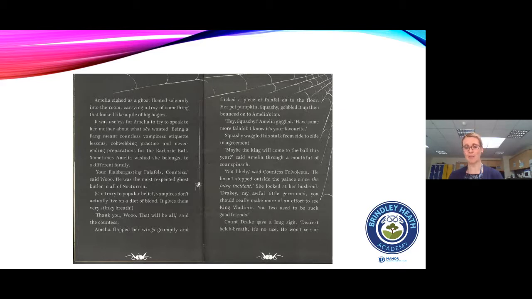"Not likely," said Countess Frivolita. "He hasn't stepped outside the palace since the fairy incident." She looked at her husband. "Drakey, my awful little Germanoid, you really should make more of an effort to see King Vladimir. You two used to be such good friends." Count Drake gave a long sigh. "Dearest Belchbreath, it's no use.